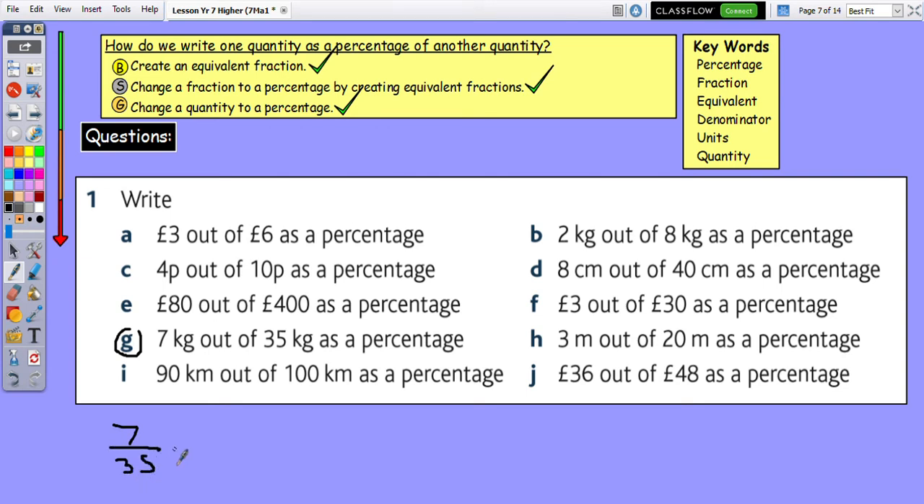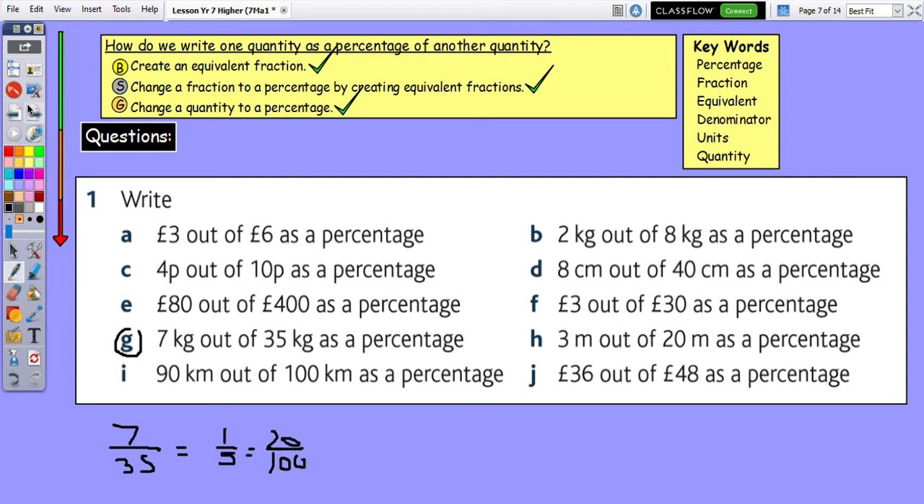What does that equal? Is that a fifth? 1 over 5. So 35 divided by 7 is 5. So if I simplify 7 over 35, I'm going to get 1/5. Okay, and I can get that to 100 then by multiplying by 20. Okay, so without breaking too much of a sweat, 7 out of 35 as a percentage should be 20%.